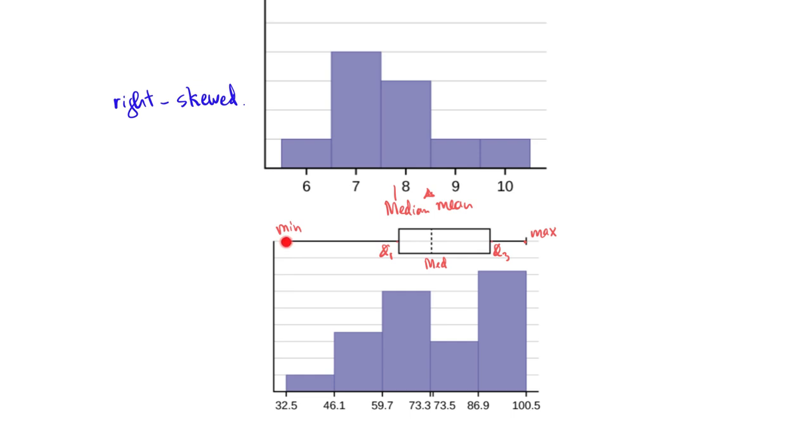So for example, from the minimum to Q1, there are 25% of the observations in this quartile, but also even though Q3 to maximum is shorter, it still contains 25% of the observations.